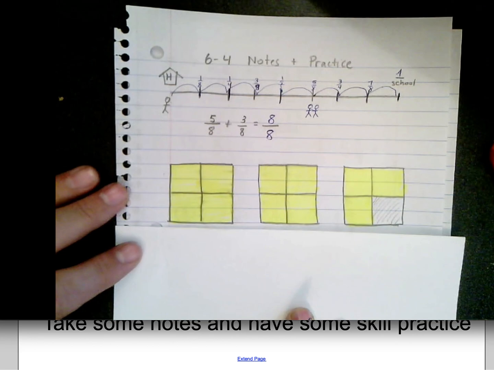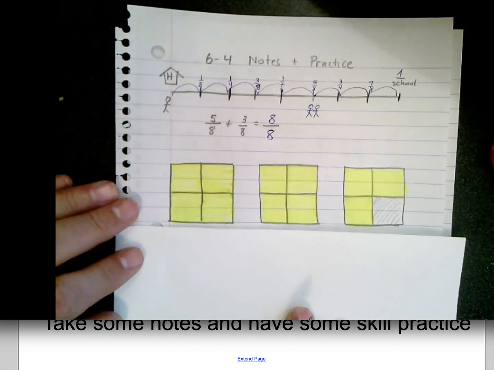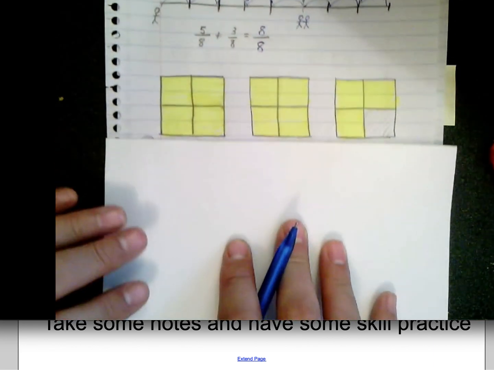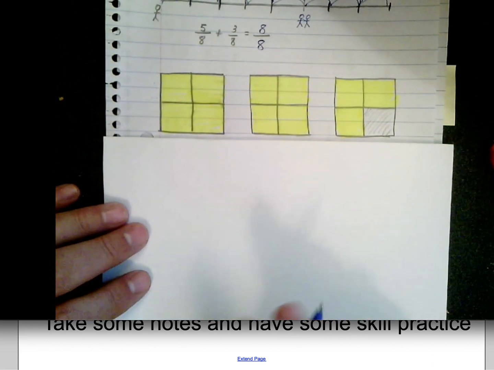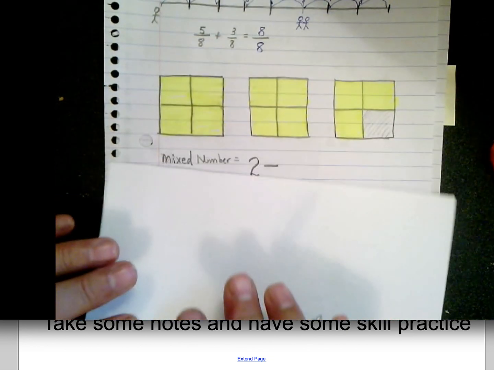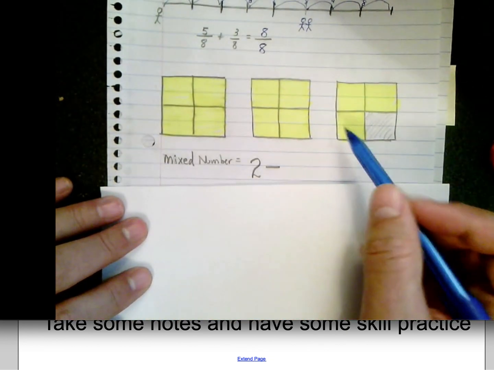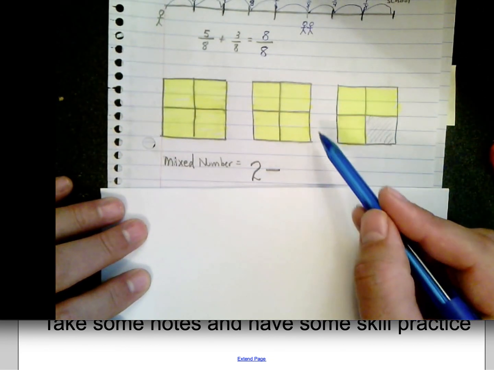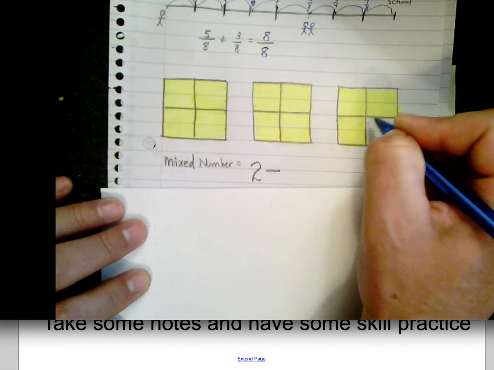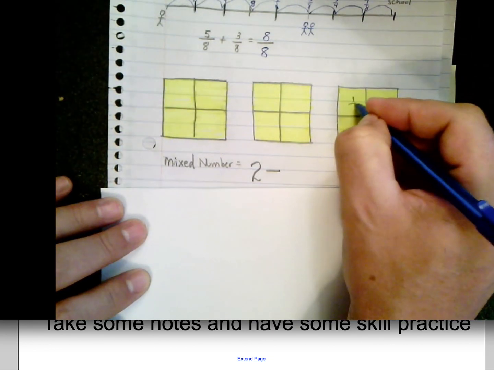Now let's say I have these wholes in fractions. What do I have? How many wholes are not cut up yet? 1 whole, 2 wholes, and then what's my fraction left over? I don't quite have a 3rd whole, so it looks like I have 4, but I have 3 out of 4.